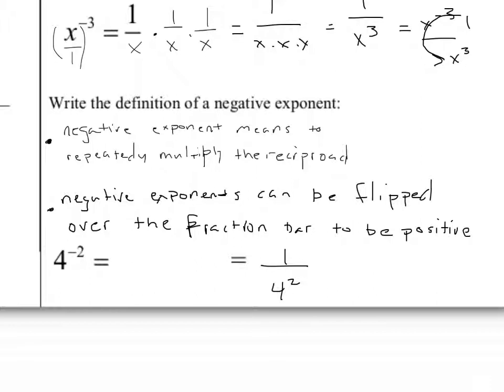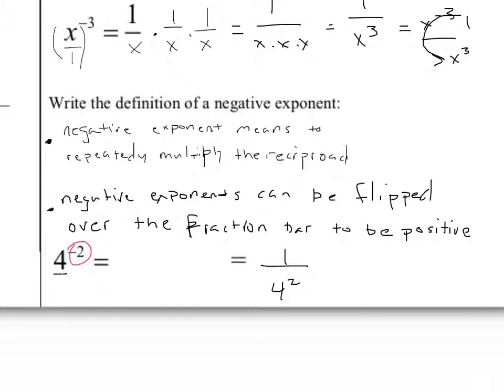So, this is 4 to the negative second power. If we think about our first definition, that means I'm repeatedly multiplying what? What am I going to be repeatedly multiplying since I see this is a negative exponent? I should be repeatedly multiplying its reciprocal, which, the reciprocal of 4 is 1/4.